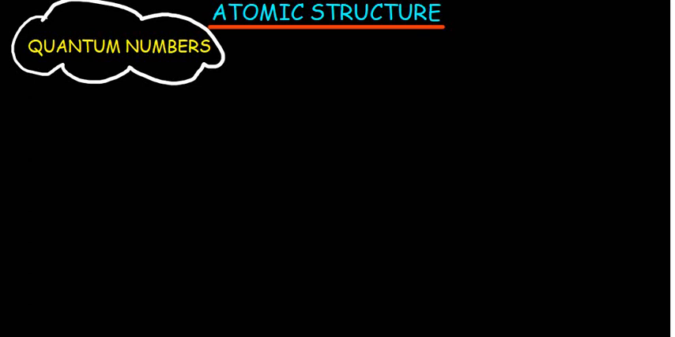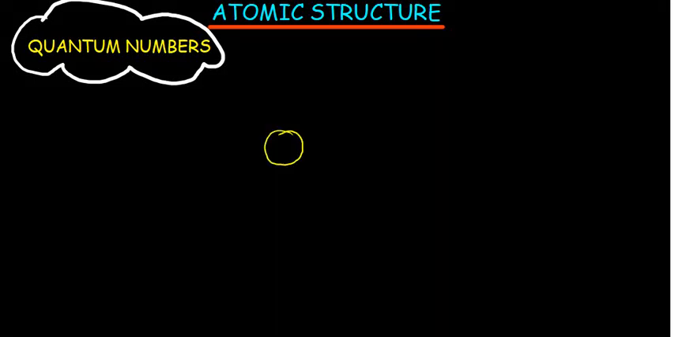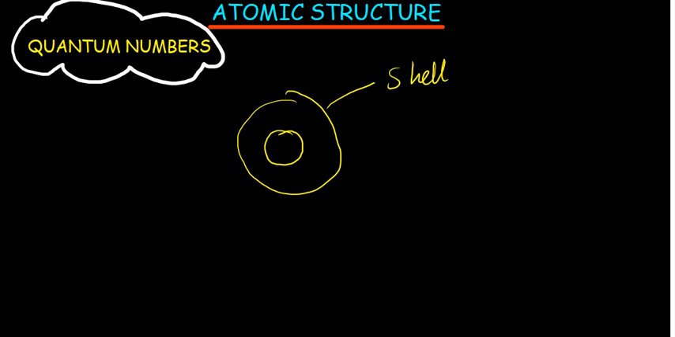So we want to understand quantum numbers. Maybe the first thing is we need to understand an overview before we come to the quantum numbers. We said an atom has the nucleus where protons and neutrons are found. We have the shell, where electrons are found. The other name for shell is energy level.